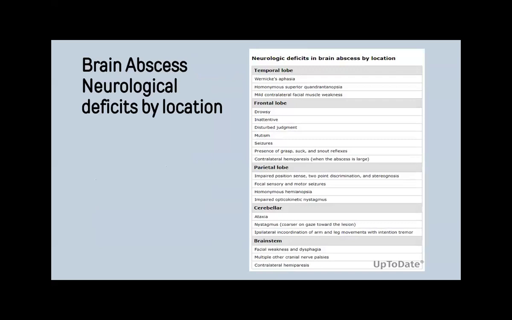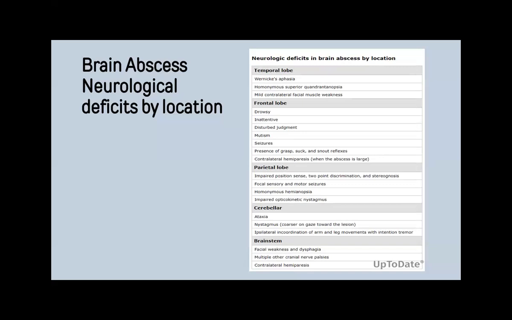So in instances where the abscess is in the temporal lobe, patients may have Wernicke's aphasia, homonymous superior quadrantanopia, which is decreased visual acuity in 3/4 of the eye, and then mild contralateral facial muscle weakness. In the frontal lobe, they present with drowsiness, inattentiveness, disturbed judgment, mutism, seizures, presence of grasp, suck and snout reflexes, and contralateral hemiparesis.